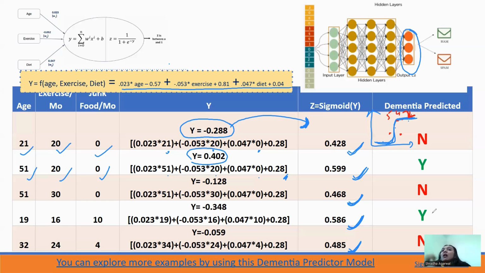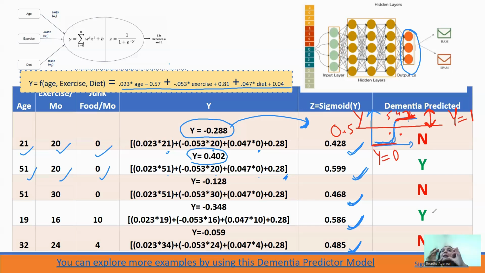And now I apply a threshold value here. This was my y, and I apply a threshold of 0.5. Above 0.5, whatever my value comes, I will say that these people will have dementia, yes, because you see here, all of this probability was 1. And then here, people will have no dementia, y is equal to 0.